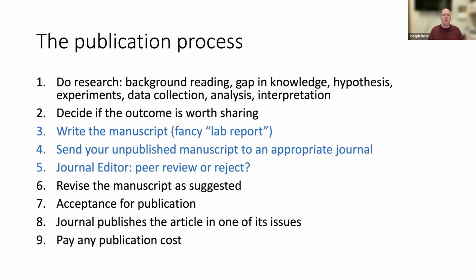Now, here's the big part: the publication process. The first step in publication is always doing the research, right? Scientific method. We read previously published research literature, right? We understand what's already been done. That helps us identify what needs to be done next, the gap in knowledge, formulate a hypothesis or a goal, design experiments to address that hypothesis, then collect the data, analyze the data, and interpret the data. That is, decide, for example, whether the hypothesis was supported or not.